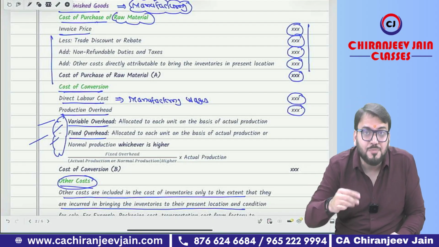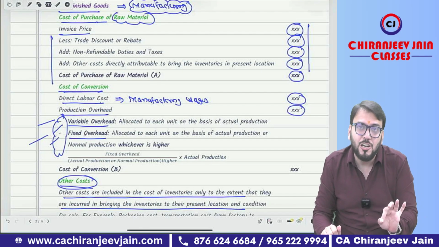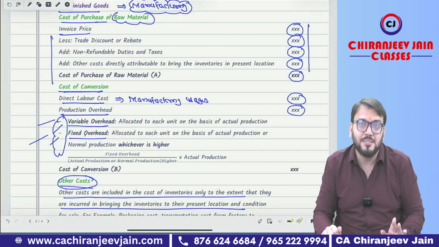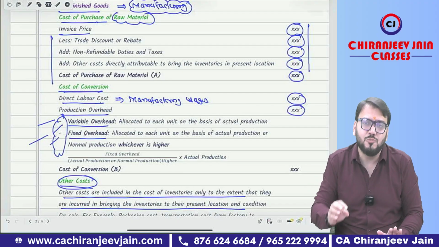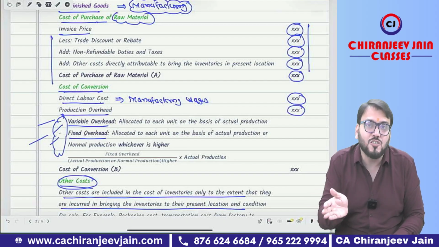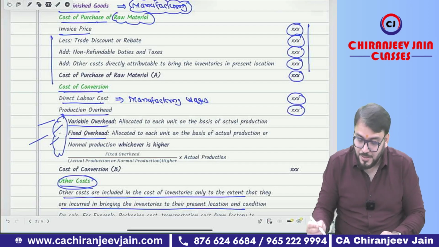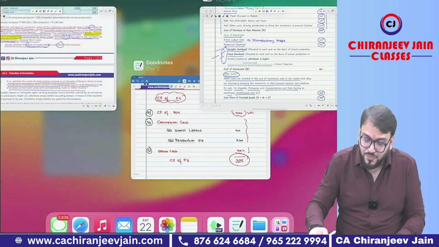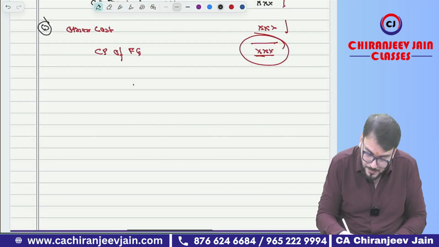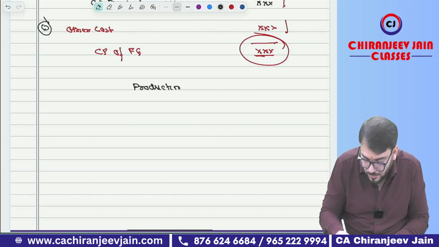In this we'll add conversion cost. Conversion cost means direct labor that will be given, and production overhead. Production overhead can be variable overhead and fixed overhead. How to allocate that I need to explain. Then add any other cost which will bring the inventory to present location and condition for sale. All other costs will also be added. That will become the cost price of finished goods. Correct? Understood. Now coming to variable overhead, and we are discussing production overhead.